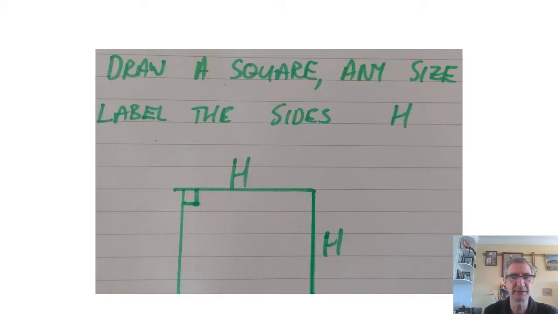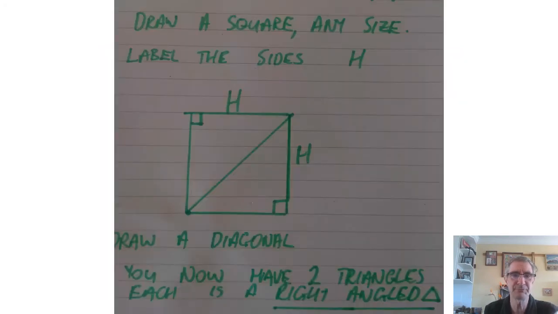Right, now on your piece of paper, I'd like you to draw a square. It doesn't matter how big it is, as long as each side has got the same length and you've got your 90 degrees. Once you've done that, you can label the sides H, and then you can draw the diagonal, which cuts the square in half, and you're now going to have two equal triangles, and each one will be a right-angled triangle. See over here, here's a right angle, there's a right angle, that side is H and that side is H.